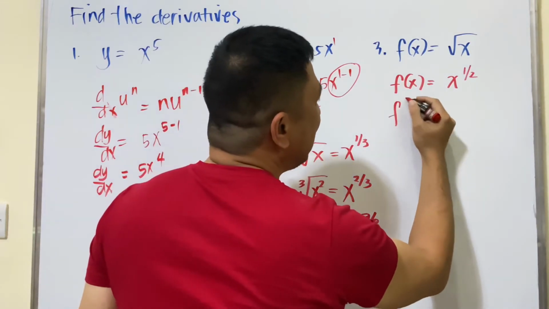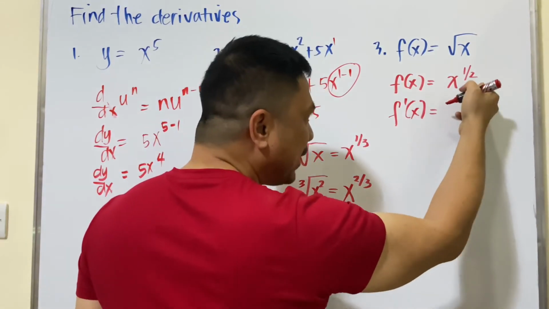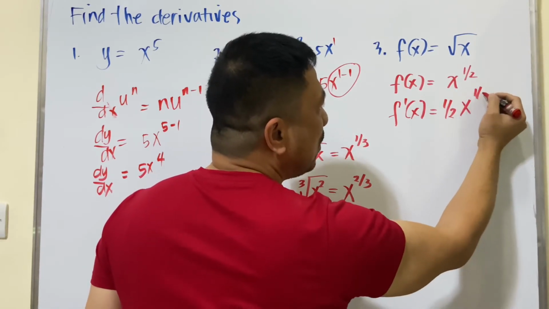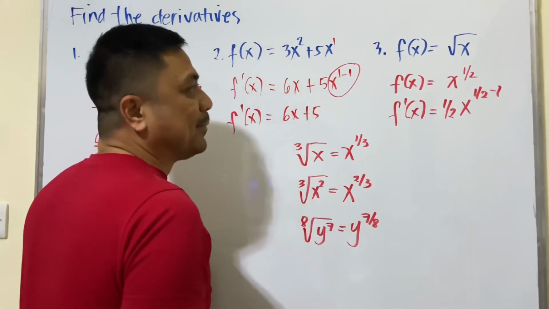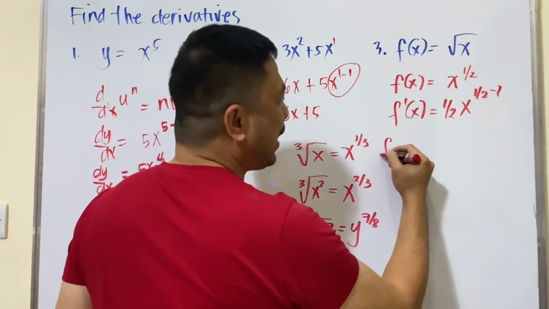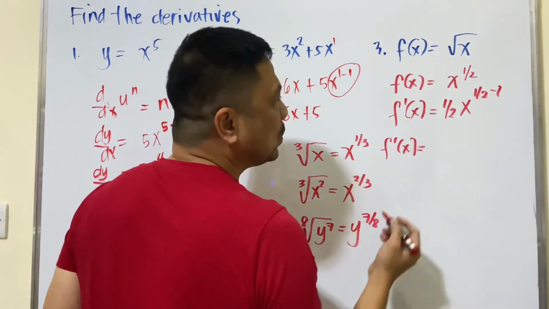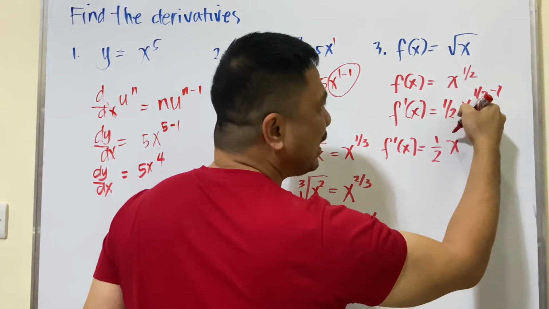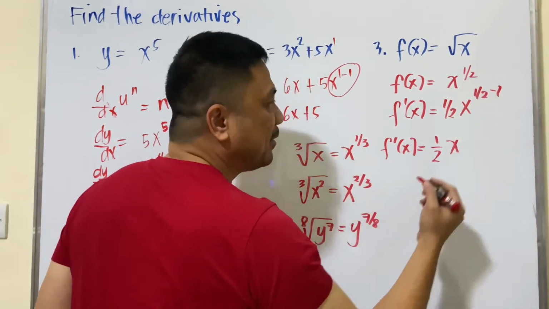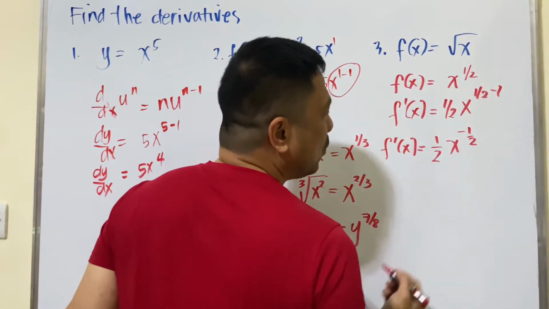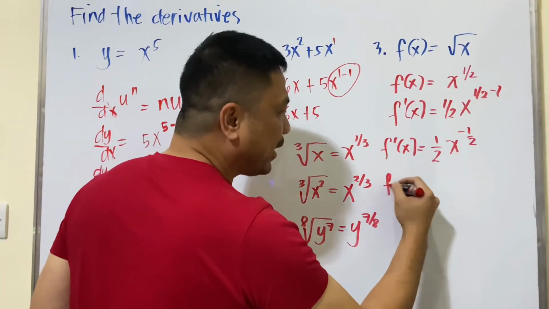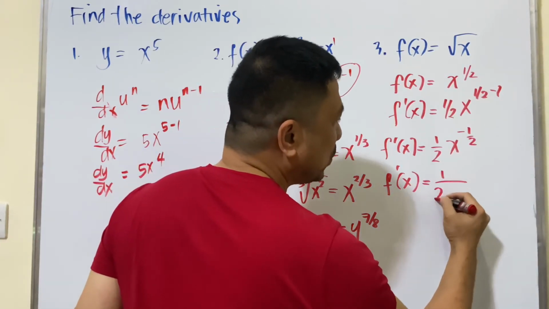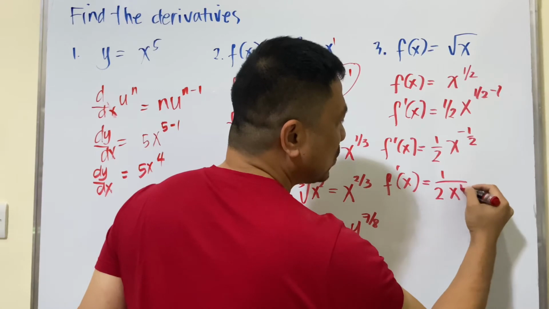So if I have f prime of x, again power rule, so this is 1/2 x raised to 1/2 minus 1. So f prime of x then is equal to 1/2 x raised to 1 half minus 1 is negative 1 half. So raised to negative 1 half. To simplify this further, you can have it like f prime of x is equal to 1 over 2 and then x raised to 1 half.